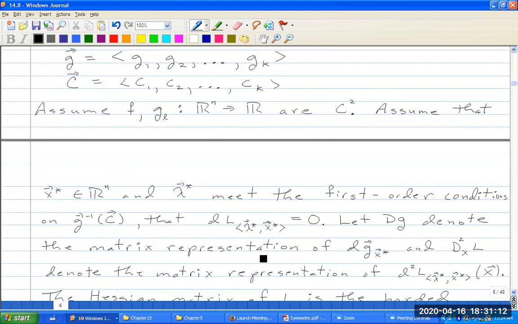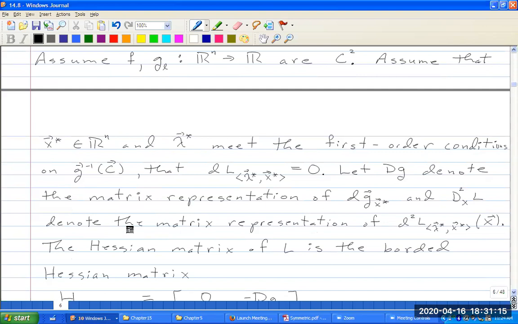Assume that f, g_l go from R^n to R, and that these are C^2. The second derivatives, all the second partials, are continuous. Assume that x star in R^n and lambda star meet these first order conditions, that is, that the differential of L is 0.